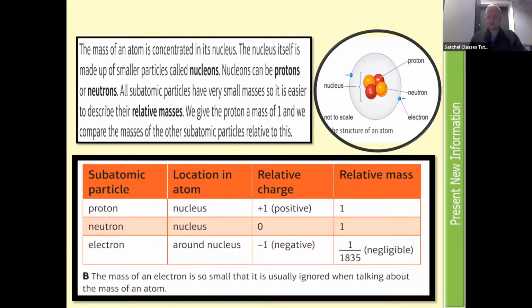Finally, there's the electron. Now, the electron's not found in the nucleus. It's not a nucleon, but it is around the nucleus in the shells. It has a relative charge of -1. It's the exact opposite charge of that found on a proton. And its mass is 1/1835. It's a small number that we deem to be negligible, but essentially it is the mass that is contained if I took one proton and cut it up into 1,835 pieces and took one piece.